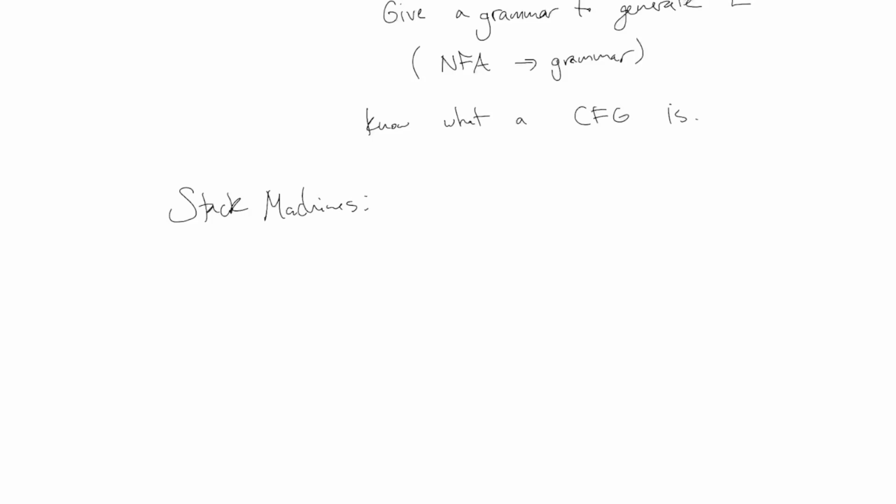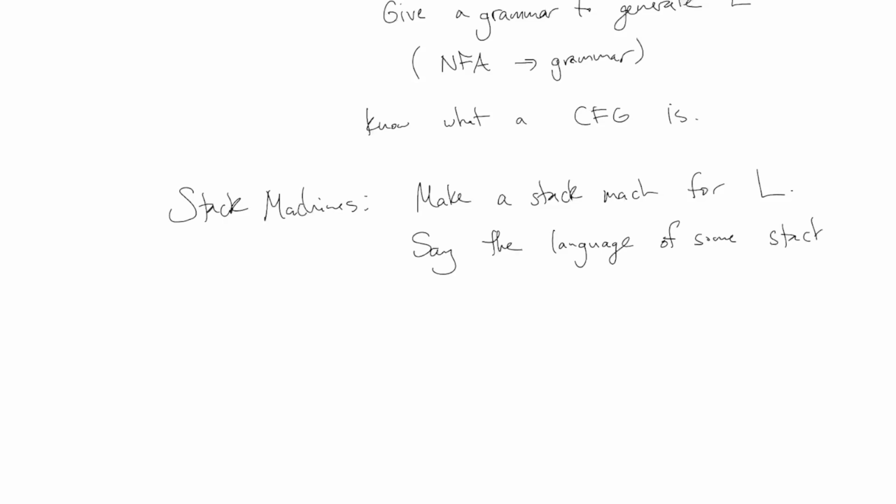And you should be able to say, make a stack machine for a particular language. This, in my opinion, is very hard, actually. So I would make a stack machine for some language. You could also go the other way around. I show you a stack machine and ask you to describe to me what the language of this stack machine is. So say the language of some stack machine.